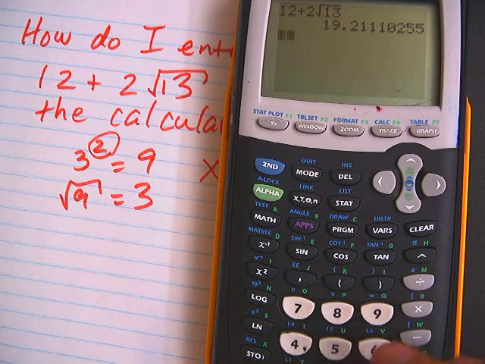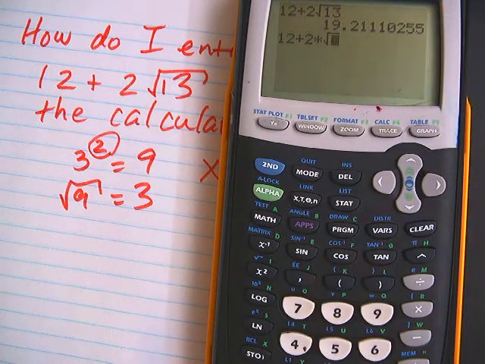The other way you can do this, if you're a little more old-fashioned like me, I do like putting the times in there. So again, second on the squared button, 13. And I hit enter, and I have exactly the same answer.